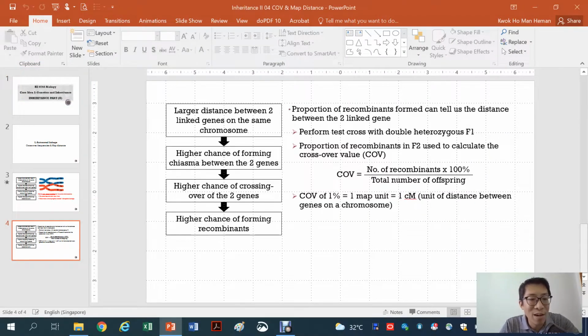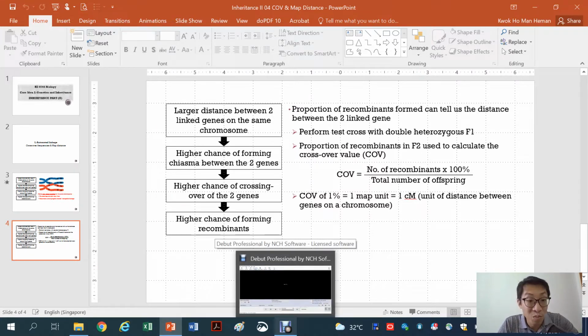Centimorgan is the unit for distance between genes on a chromosome. So 1% equals 1 centimorgan. I have an example in the notes on how to calculate the COV and how to deduce the distance between the genes. Can you just read the example yourself, so I don't have to just read off from the notes? I know some of you don't like the lecturer just reading from the notes, so can you just look at the example yourself?